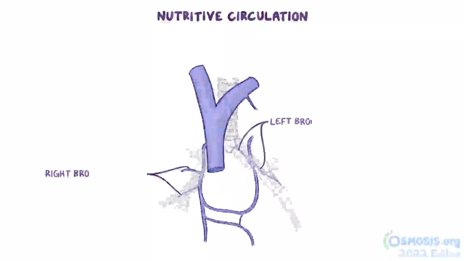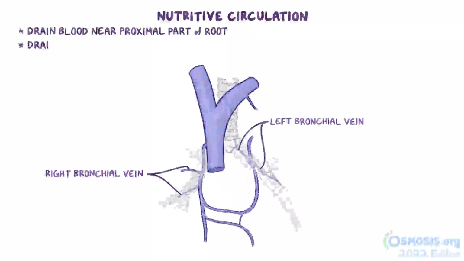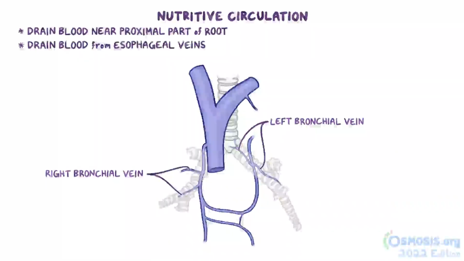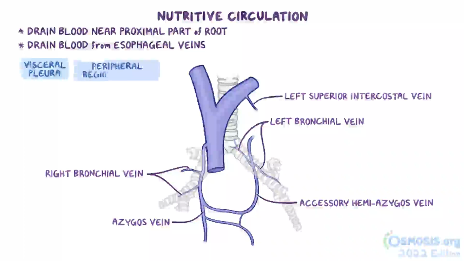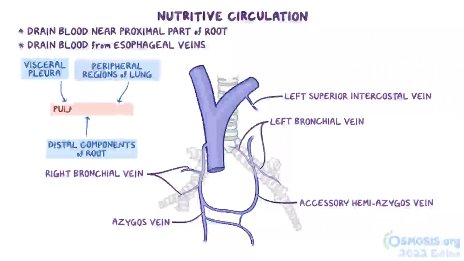The right and left bronchial veins only drain the part of the blood that's distributed near the more proximal part of the root, and they also drain some blood from the esophageal veins. The right bronchial vein drains into the azygous vein, while the left bronchial vein drains into the accessory hemiazygous vein, or into the left superior intercostal vein. The blood returning from the visceral pleura, as well as from the more peripheral regions of the lung, and the distal components of the root, is drained by the pulmonary veins.